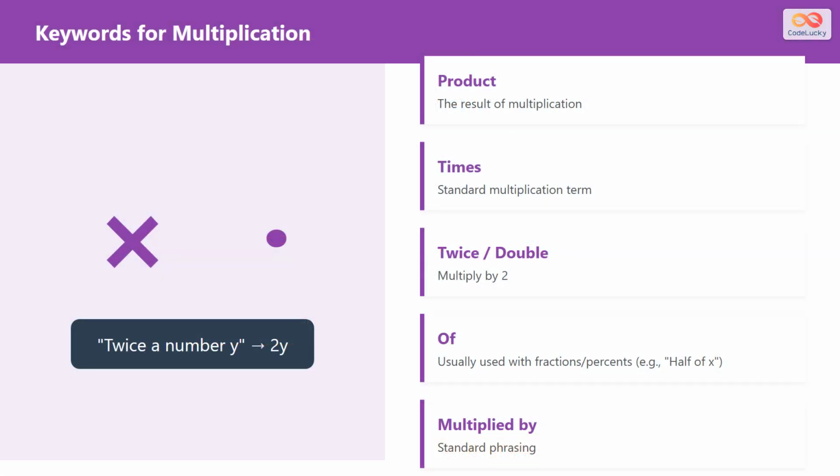For multiplication, we look for words like product, times, twice, or double. You might also see the word of, especially with fractions. For instance, twice a number y means 2 times y, which we write simply as 2y.